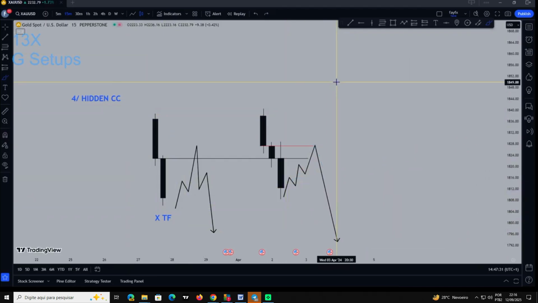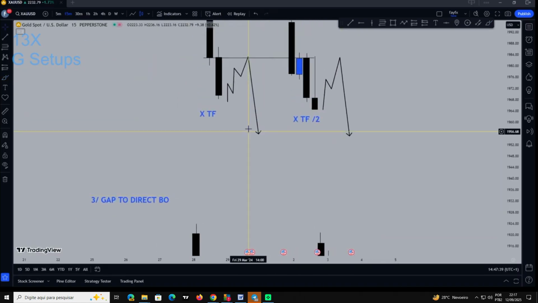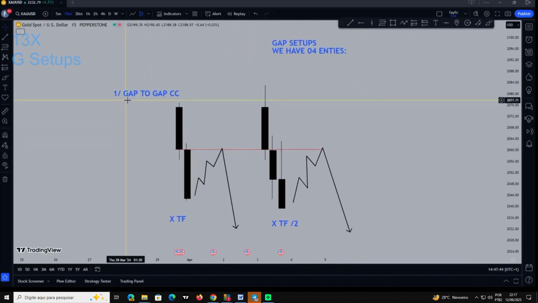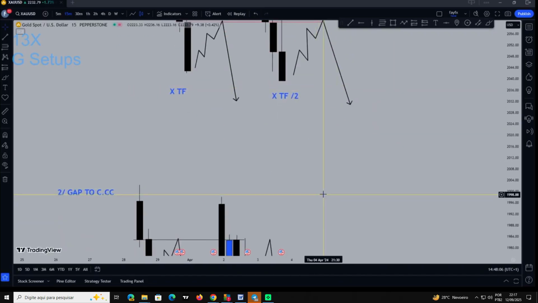Those are the four setups for four entries for a gap. Let's do a short recap. The first one is a gap to gap CC. On X time frame, we have a gap. And when we go one time frame lower, we find a gap CC. Price will go up, touch that level, and goes down. We can instantly sell here on price reach that level.